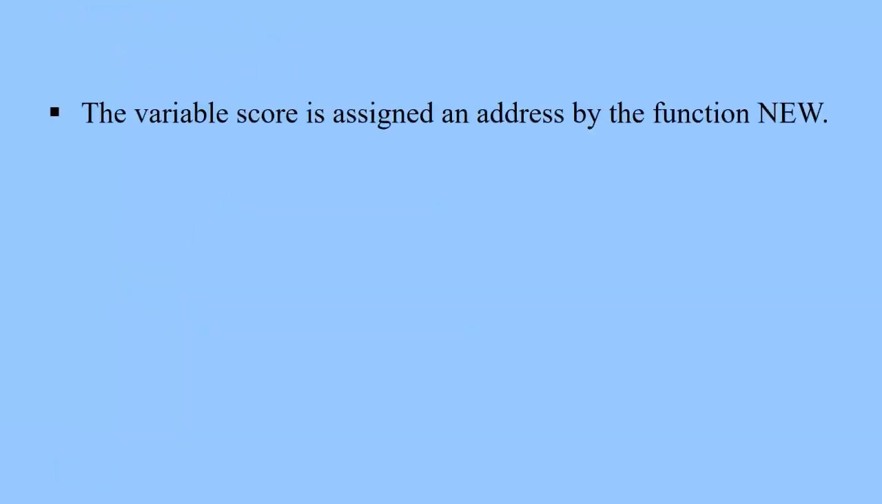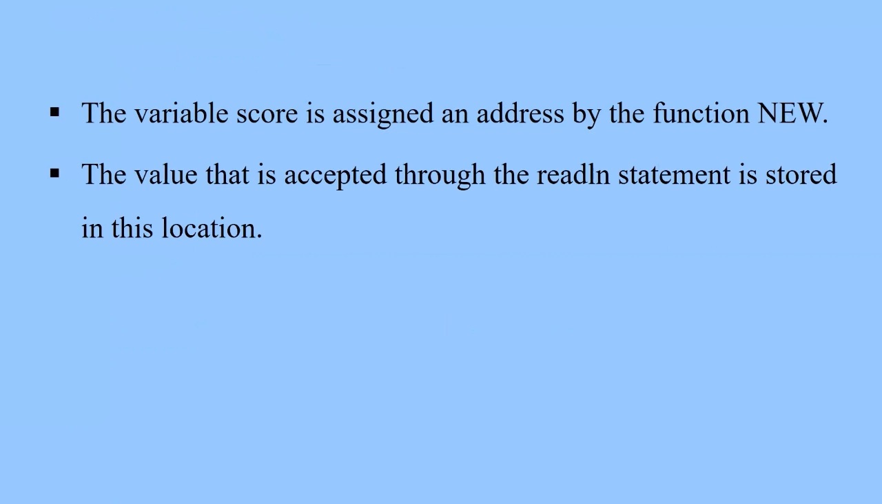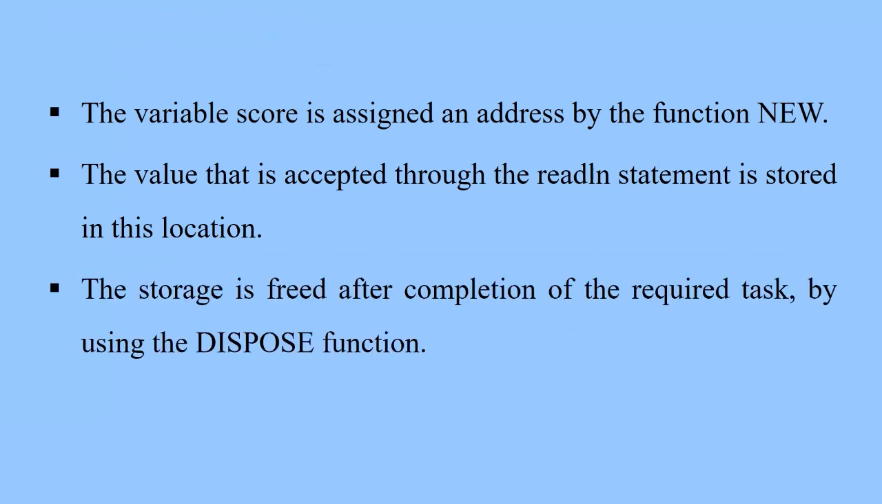The variable score is assigned an address by the function new. So the value that is accepted through the readline statement is stored in this location, the location whose address has been assigned to the variable. The storage is freed after completion of the required task by using the dispose function.